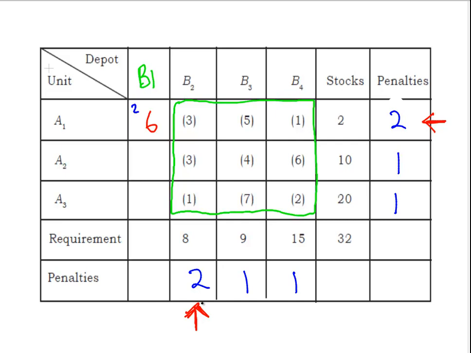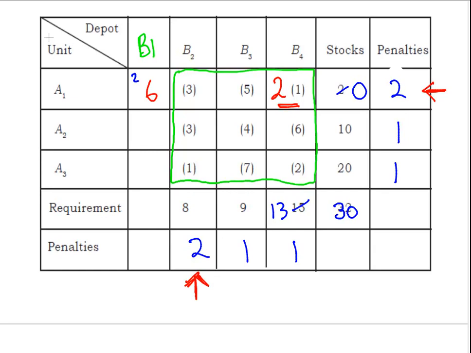Now, A1 has 2 units left. The minimum cost cell is B4. So I'm going to allocate both my remaining units to B4. The cost there is 1. Just as a remark, that means that B4 now only requires 13 units and A1 has no stock left. As a result, there's still 30 units to be sorted out. So that's that one done.